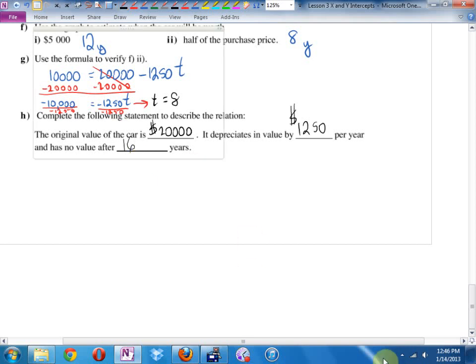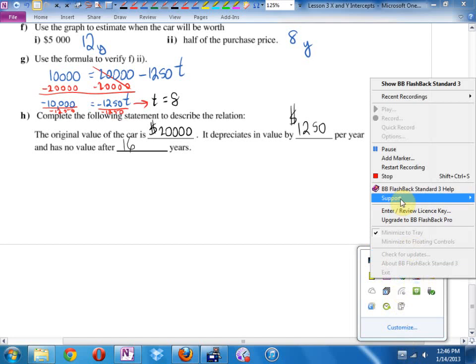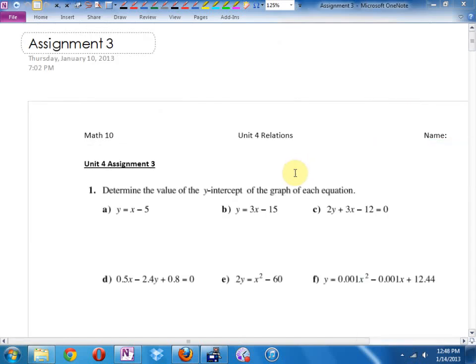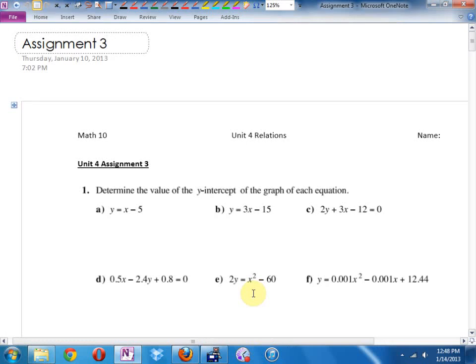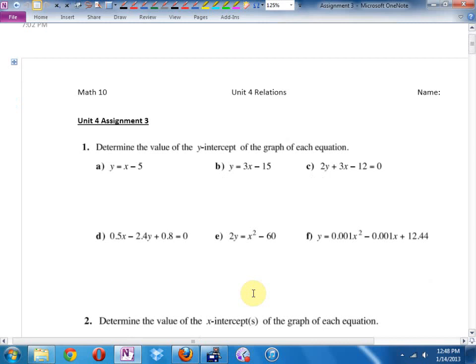What's your homework? So your homework, put your name on it. If you haven't already, put your name on it. Marcus, put your name. Okay. Number 1 says find the Y-intercept. How do you find the Y-intercept? Okay. Put a 0 in for X and then get the Y by itself.